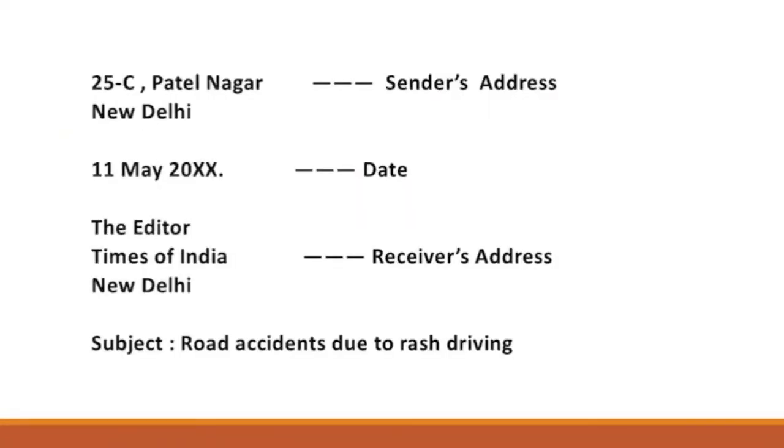Now students, we can see here 25C Patel Nagar, New Delhi. It is the sender's address, of the person who is writing the letter. The next is date, 11th May 20XX. So this is the British format of writing the date. First date will come, then month, then year. Then afterwards the address of the receiver, the editor, Times of India, New Delhi.